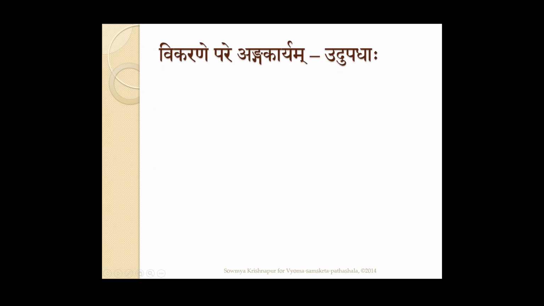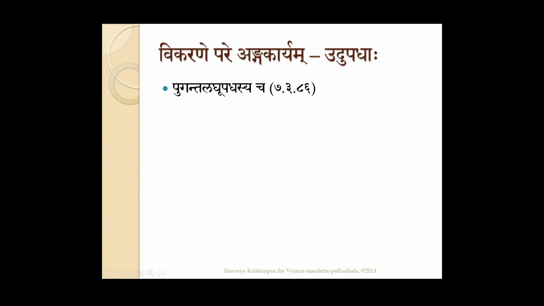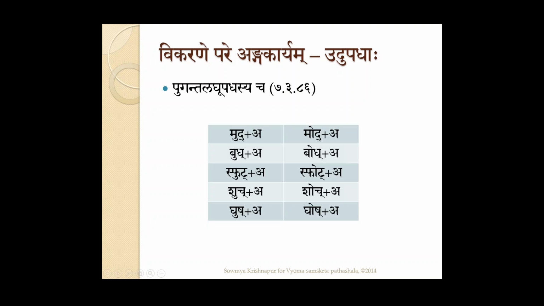Udupadhaha. So again, if there is hrasva ukara in the upadha, tatra kim bhavati? Tatrapi puganta laghupadhasya cha ityanena gunaha bhavati. Mud comes moda, budh bodha, sput spota, shuch shocha, ghush ghosha. Modate bodhati, spotati, shochati, ghoshati. So adding the pratyaya is the same. Tatra tu vishishtam kimapi karyam nasti.